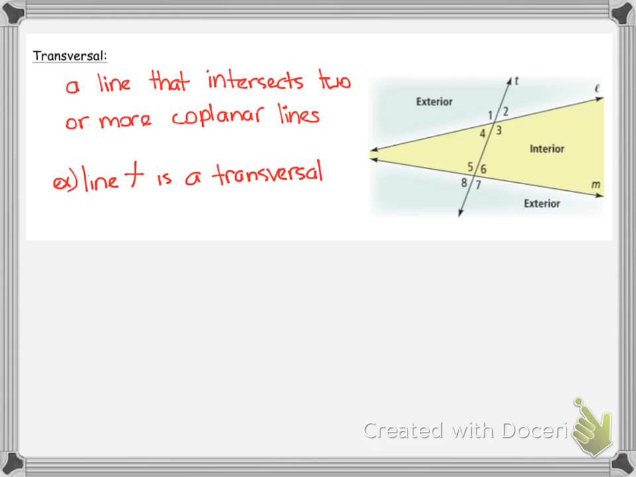Okay? Because it intersects line L and M. So it intersects two coplanar lines. When you cut two lines with a transversal, it creates some really special angles, which is what we're going to talk about next.